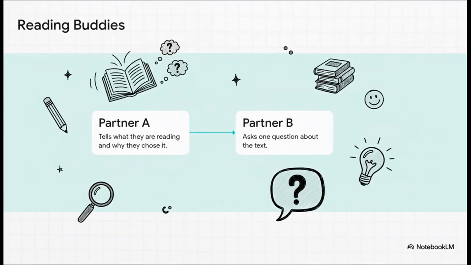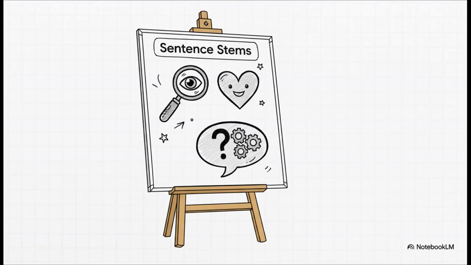And just look at how simple a reading buddy chat can be. Partner A just tells their partner what they're reading and why they chose it, and partner B, their only job is to ask one good question about it. That's it. It's super low stakes, it's focused, and it makes sure everybody gets to talk. Now, to make sure these talks are actually productive and kind, you've got to set up some norms. And an anchor chart with sentence stems like these is absolutely essential. It's not about scripting them. It's about giving them the language they need to talk about books and writing in a way that's helpful and respectful.